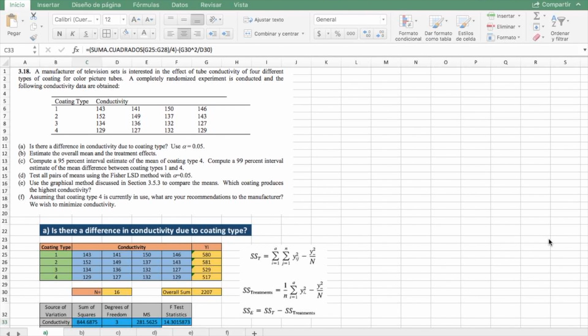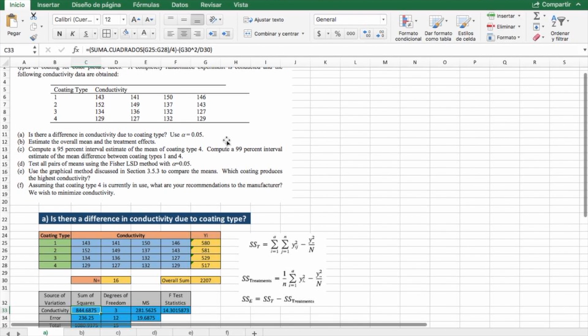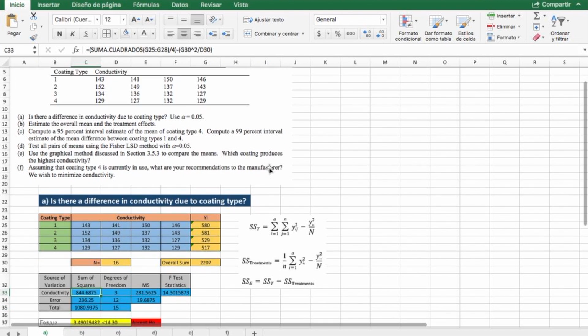The problem says, a manufacturer of television sets is interested in the effect on tube conductivity of 4 different types of coating for color picture tubes. A completely randomized experiment is conducted and the following conductivity data are obtained. Here is a table with the 4 types of coating and all the conductivity numbers.